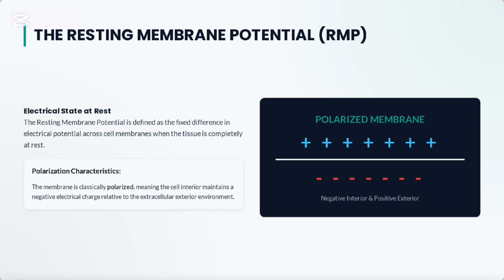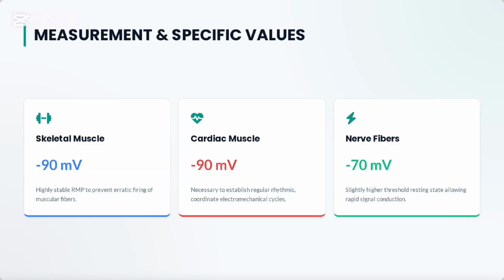Definition of RMP and characteristics of a polarized membrane, showing a diagram with positive charges outside and negative charges inside. Simple explanation. When a cell is completely at rest, there is a steady electrical charge difference across its membrane. The membrane is polarized, which simply means the inside of the cell is negative relative to the outside environment, which is positive.